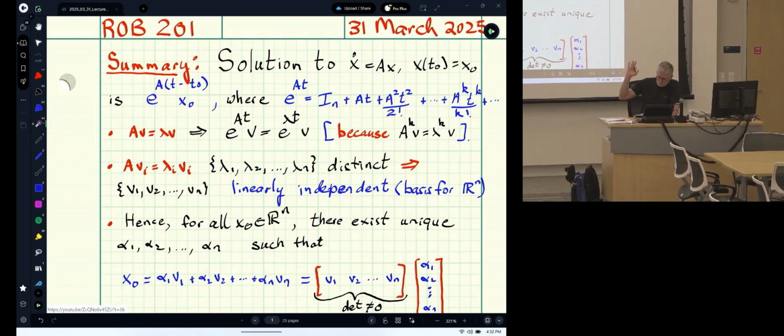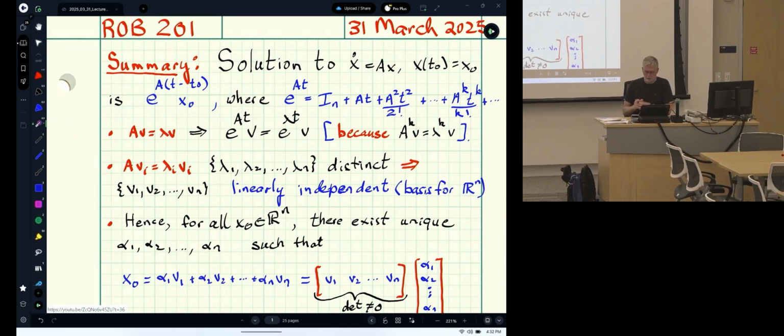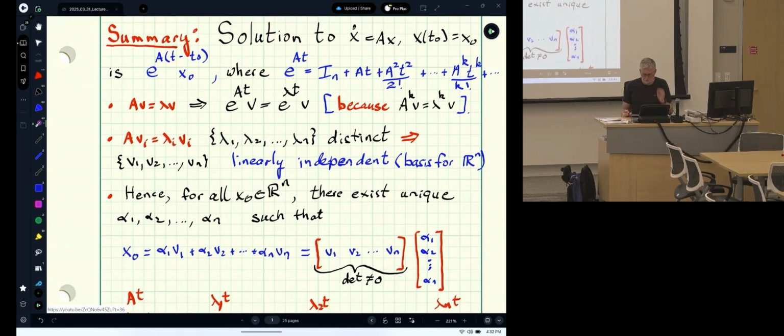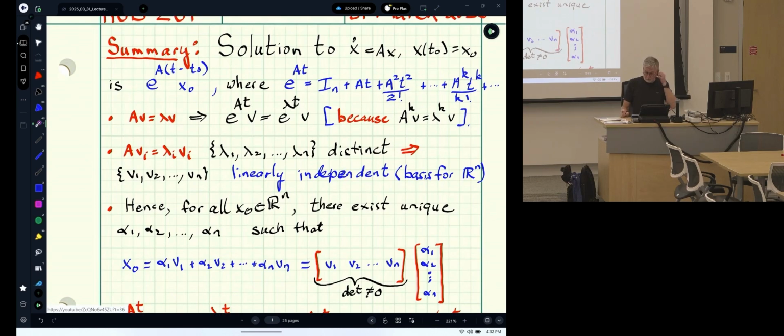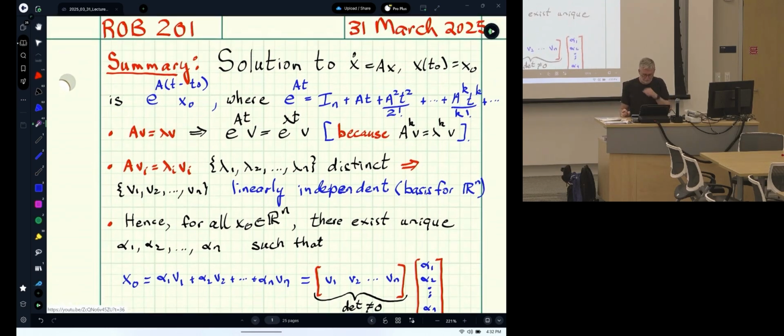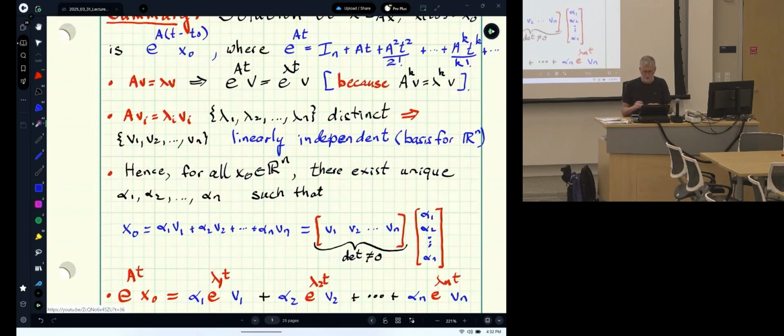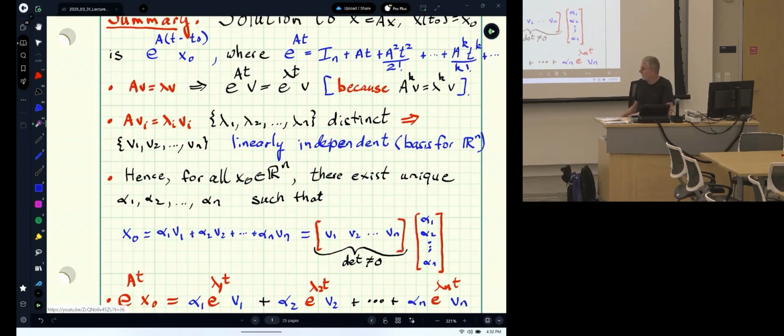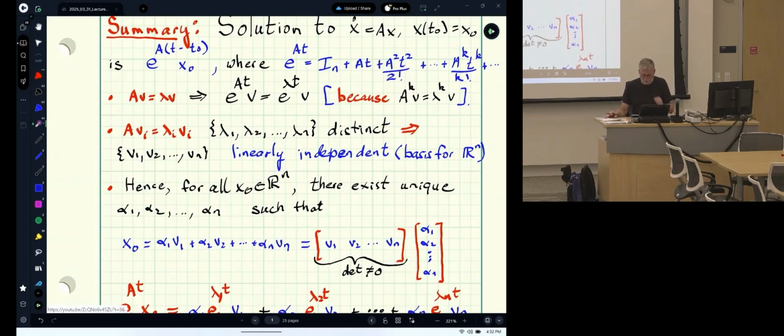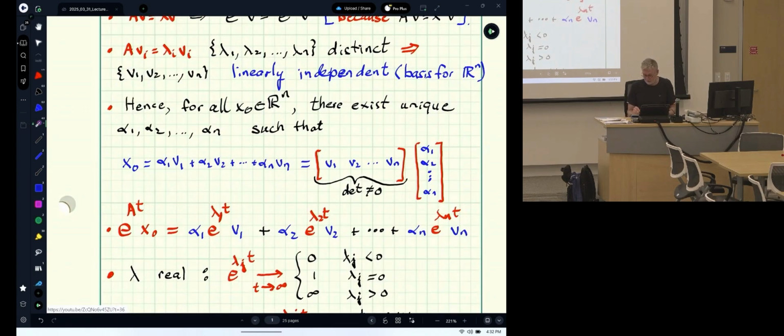Positive value, it explodes, a negative value, it decays. When it's complex, we have to invoke Euler's formula, but it's not that much more complicated. And so if you're in the fortunate case when you have a basis for R^n built out of eigenvectors, then you can write the initial condition as a linear combination of eigenvectors. And to do that, you're just solving a simple matrix equation.